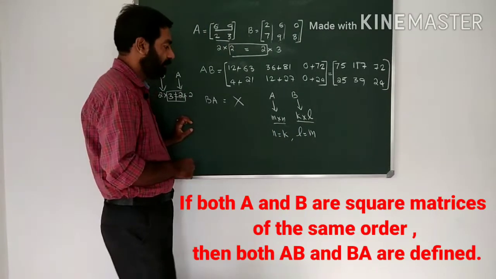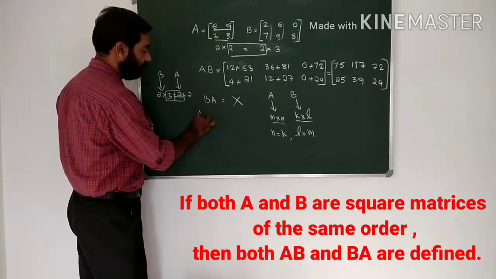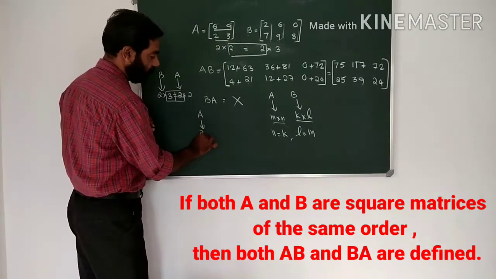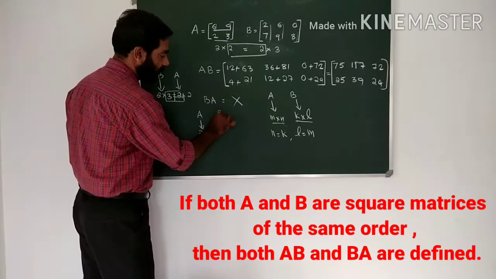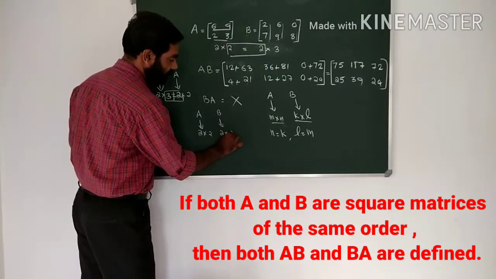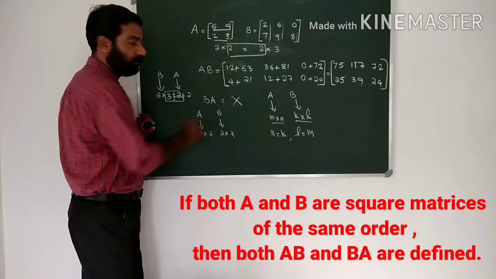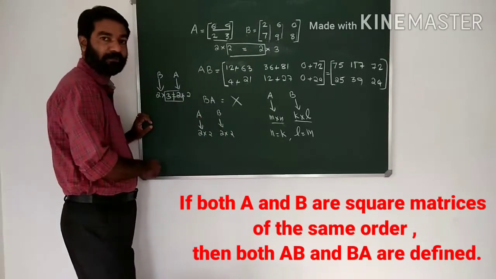And remember that suppose A is a 2 by 2 matrix, B is also a 2 by 2 matrix. So A into B is possible, B into A is also possible.